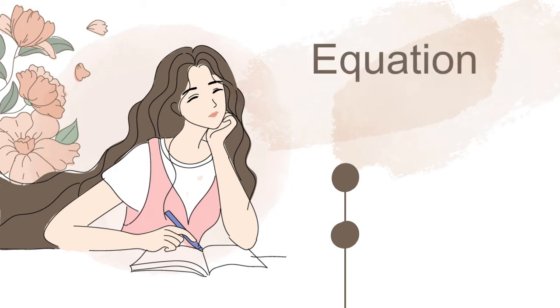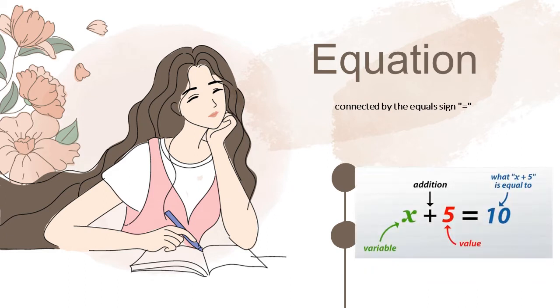So next we have equation. In mathematics, an equation is a statement that asserts the equality of two expressions which are connected by the equal sign. So we have here an example of an equation, x plus 5 equals 10. So there is an equal sign. Kaya tinawag siyang equation.